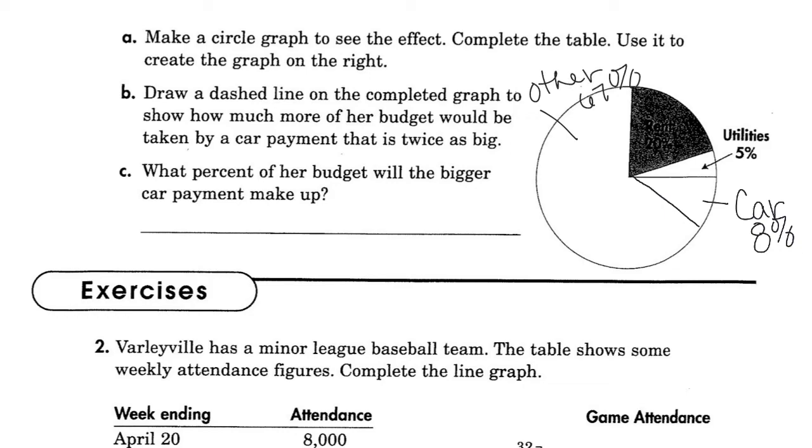at 67%. Then it says, draw a dash line on the completed graph to show how much more her budget would be taken by her car payment if it was twice as big. So if I just kind of double this and do that, that's how much it would show. And what percent of her budget will the bigger car payment make up? Well, it's 16% because 8% doubled is 16. So make sure you get this taken care of, copying down.